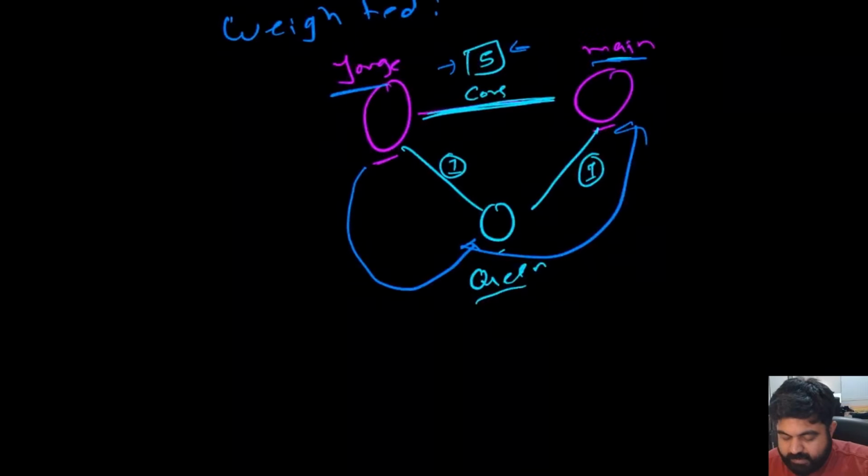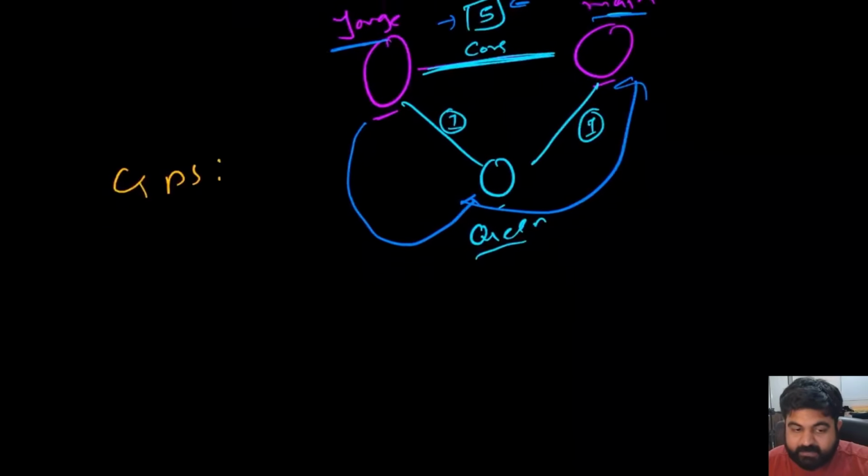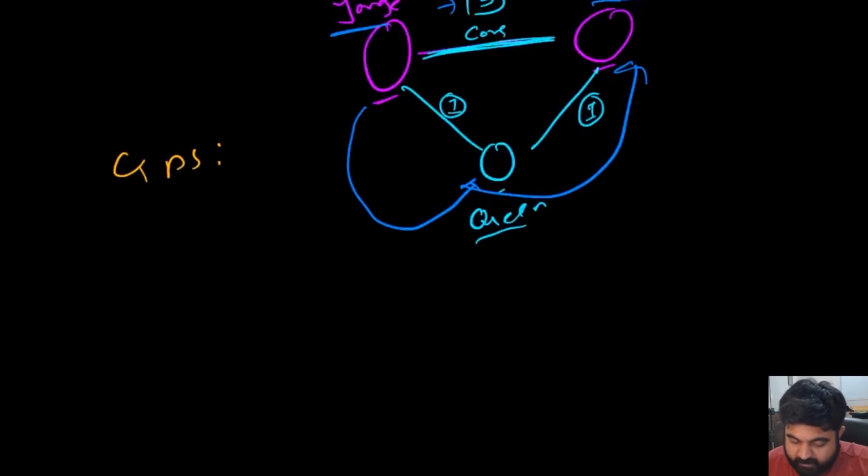And this would be the concept of a weighted graph. This is really powerful, especially for GPS systems and the shortest path that we have to create between any two nodes. Google Maps uses this like crazy.